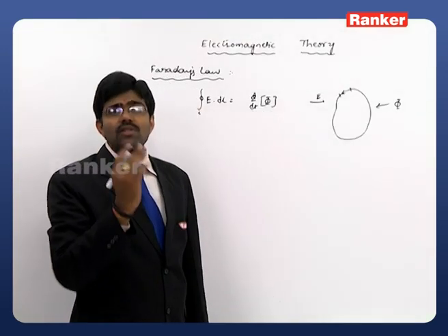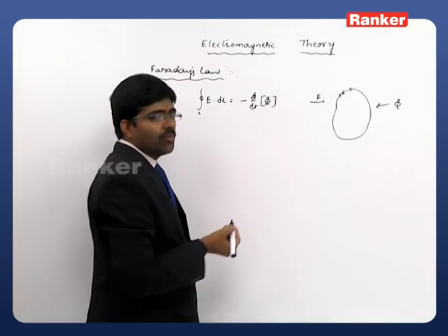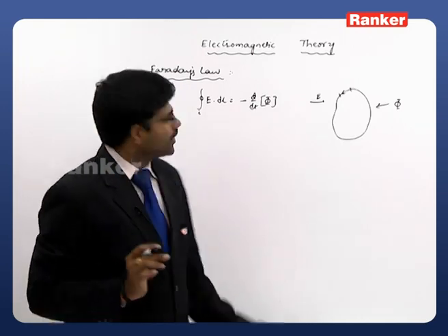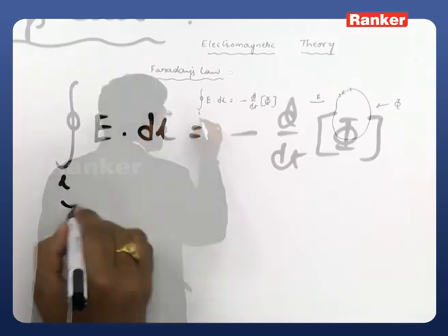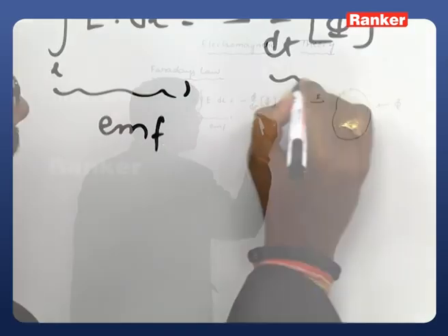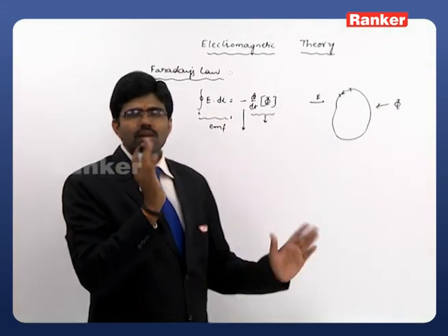but it opposes the original flux that we have. Since it opposes, this negative sign is very, very important. We are supposed to put it before that partial by partial t term. So here clearly the total EMF that we are calculating, this term, is nothing but the EMF, which is equal to the rate of change of magnetic flux, and which opposes the original magnetic flux.